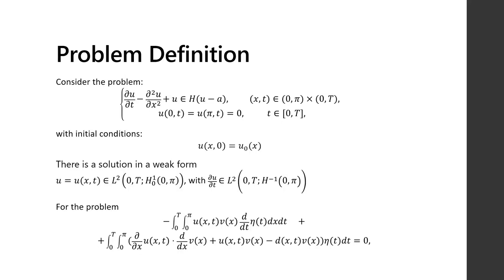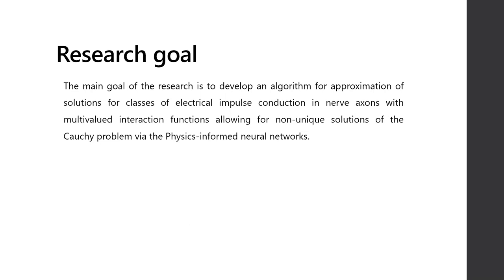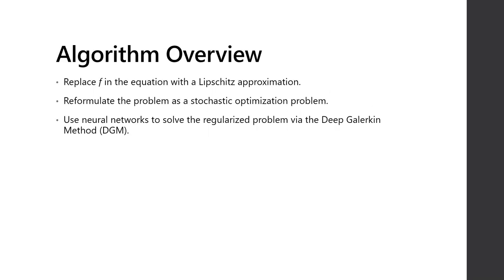Consider the problem which you can see on the slide. According to the article Evolution Inclusions and Variational Inequalities, we can say that there is a weak solution. The main goal of this research is to develop an algorithm for approximation of solutions for classes of electrical impulse conduction in nerve axons with multi-valued interaction functions, allowing for non-unique solutions of the Cauchy problem via physics-informed neural networks. We are going to perform it in a three-step approach.